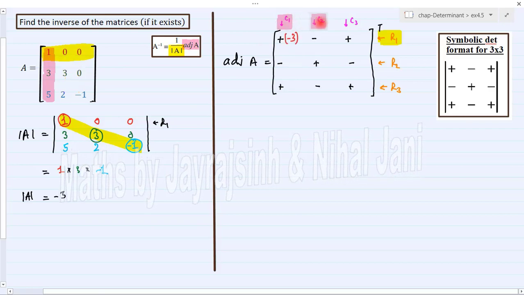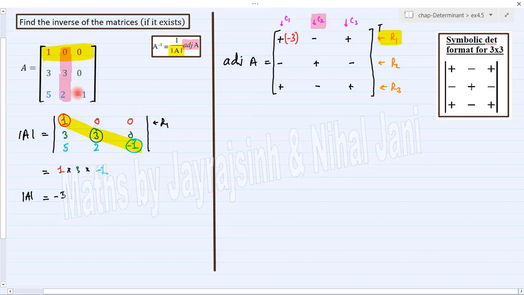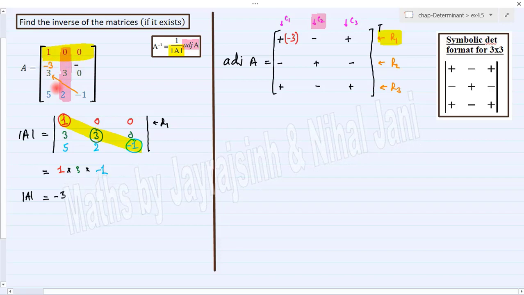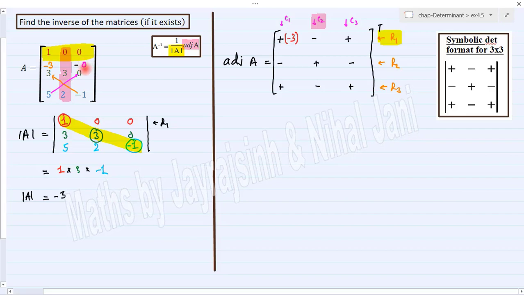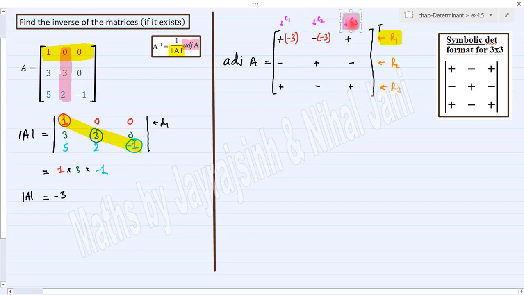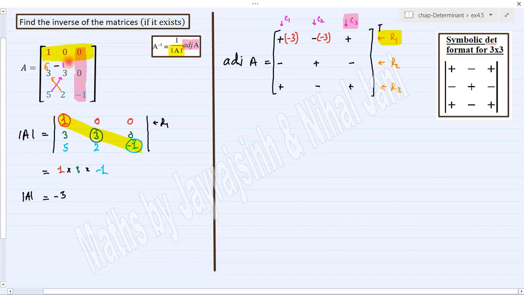Now let's try to get second element of the first row. So we have to ignore first row and second column. So minus 1 multiply with 3 will give us minus 3, minus 5 zeros are 0. So minus 3 minus 0 will again be minus 3. And the last element in the first row is in third column. So ignore its row and column. 2 3s are 6 minus 5 3s are 15. So 6 minus 15 will become minus 9.